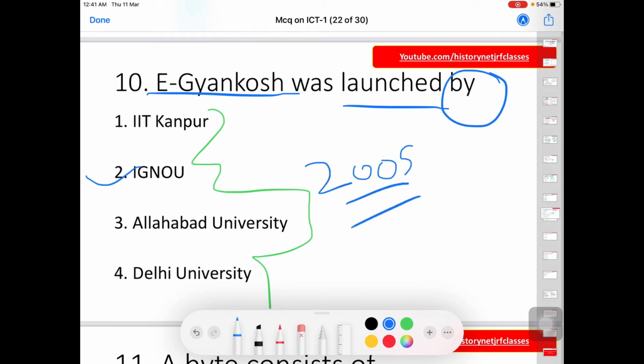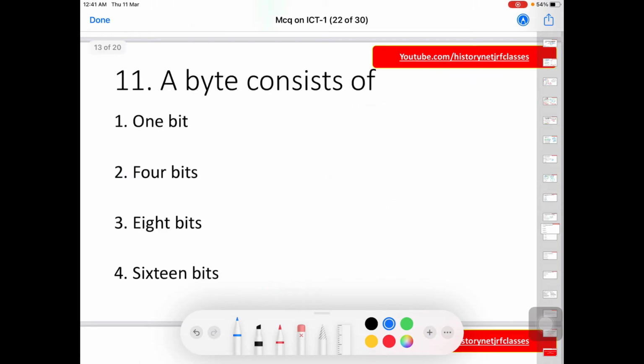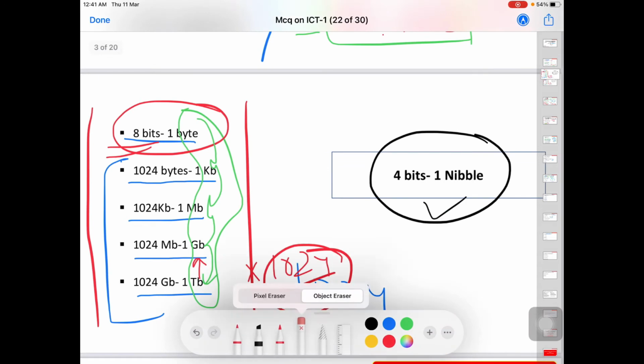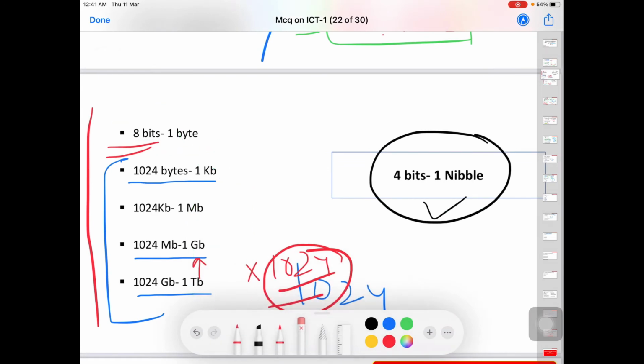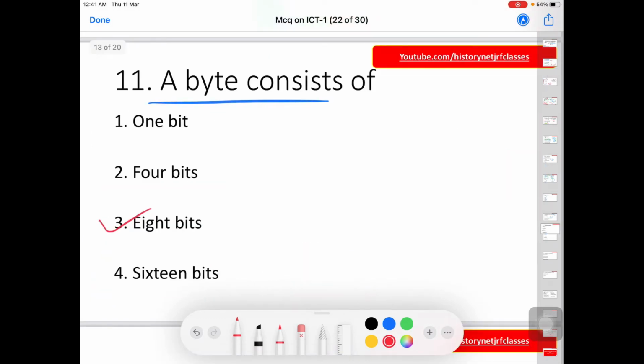Okay. Next question is, a byte consists of how many bits? So a byte consists of 8 bits. Okay, so we will revisit that chart again here. So here, as you can see, 1 byte equals 8 bits. Okay, so similarly in this case, a byte, 1 byte equals 8 bits.